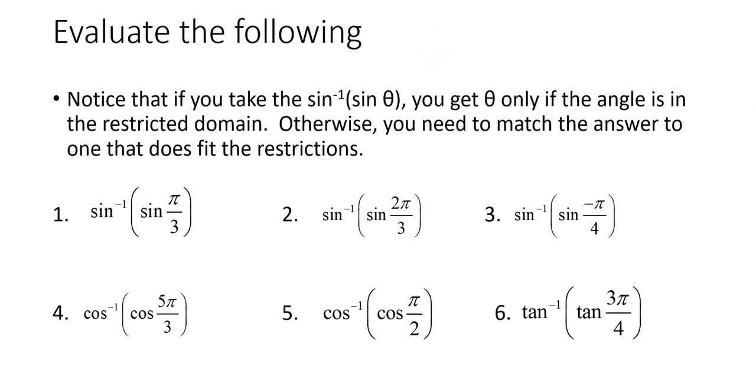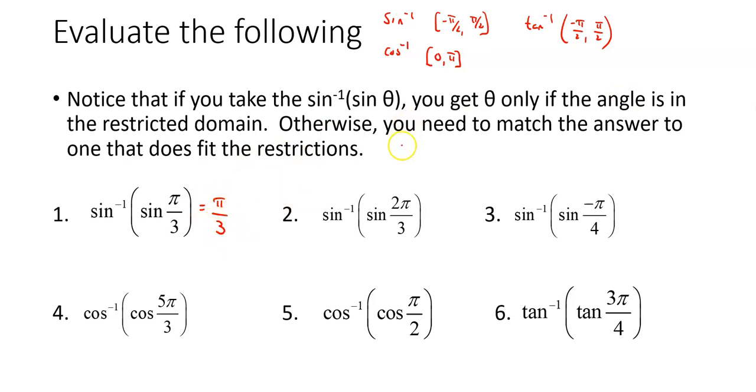Just as a reminder, inverse sine is restricted to negative pi over 2 to pi over 2. Inverse cosine is restricted to 0 to pi, and inverse tangent is the same as inverse sine except without the endpoints. Okay, so for the first one, that's easy, right? Notice pi over 3 is already on the restricted domain between negative pi over 2 and pi over 2. So you take the inverse sine of the sine of pi over 3, and out comes pi over 3.